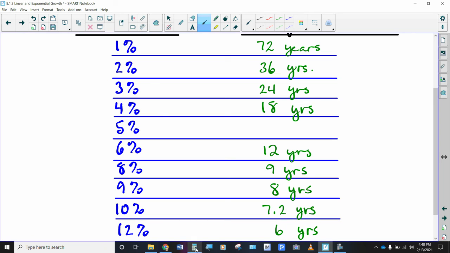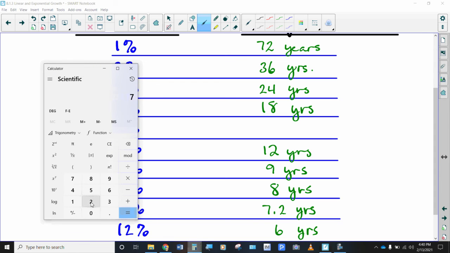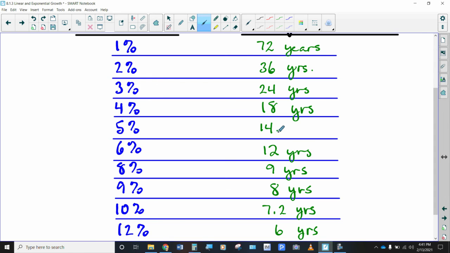In 5 years, how do I figure out what it would be? Well, I'm just going to take 72 and divide it by 5, and that is 14.4. I think I might have worded something wrong there. At 5% interest, it'll take 14.4 years for that investment to double.